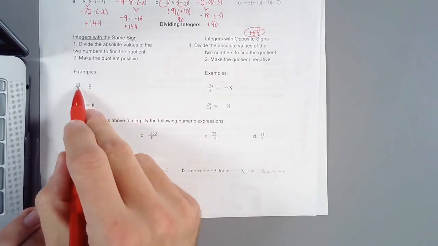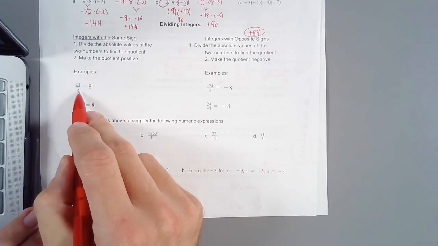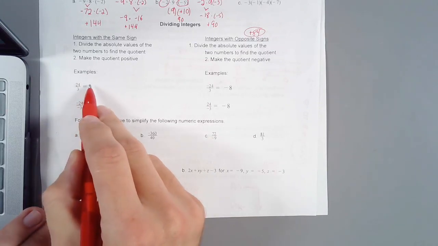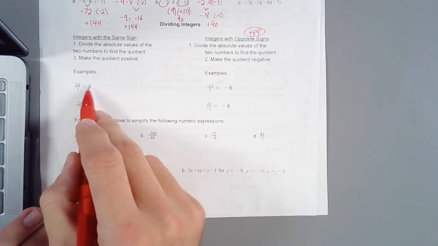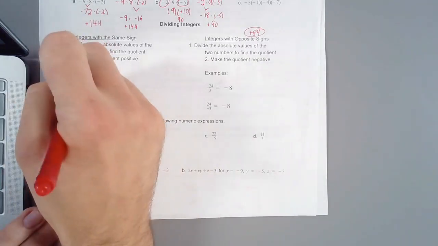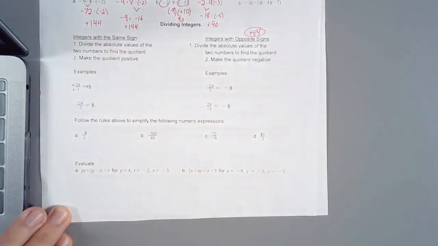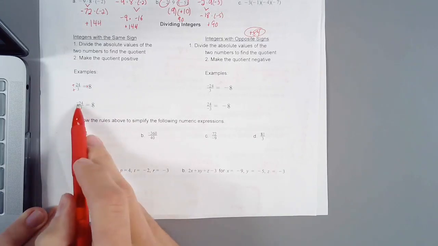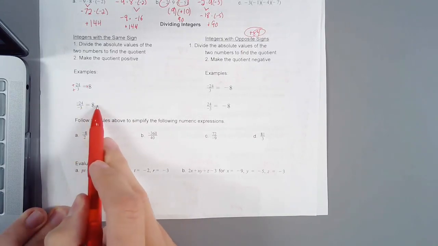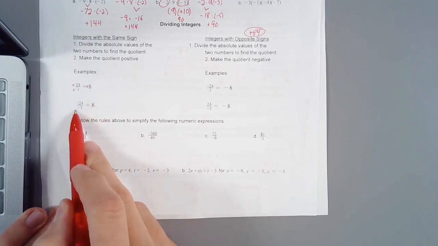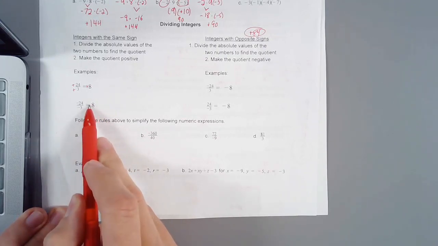So absolute value of 24 is 24. Absolute value of 3 is 3. 24 divided by 3 is 8. And since they're both positive, we get a positive. So plus and a plus make a plus when I'm multiplying and dividing. Here I have a negative and a negative. 24 divided by 3 is 8. And since I have the same sign, I'm going to end up with a positive number.